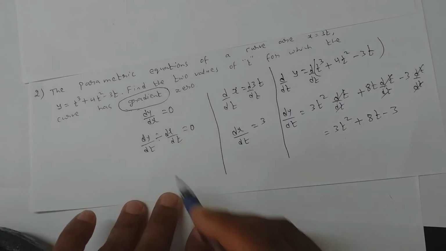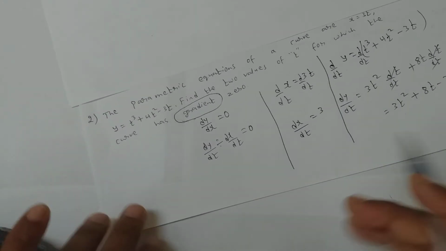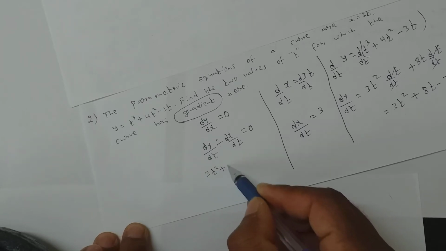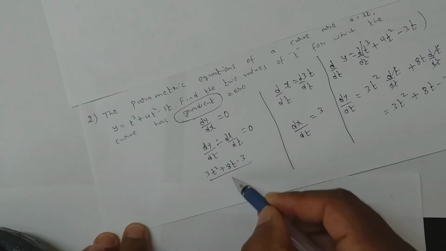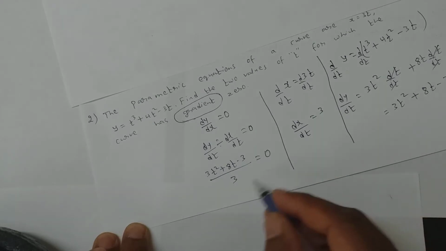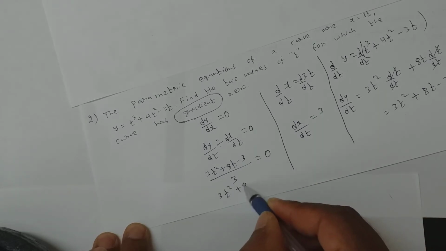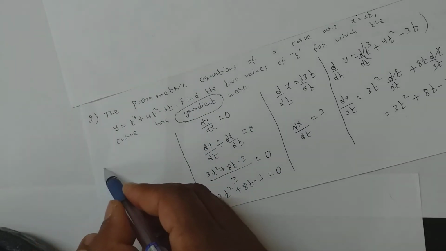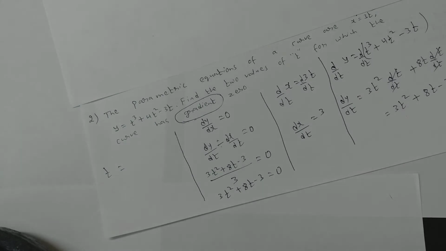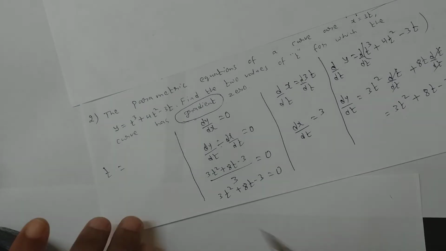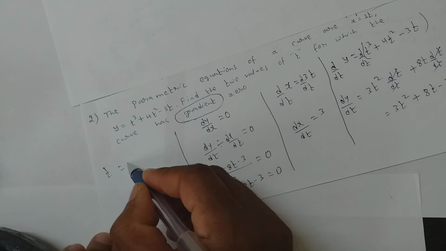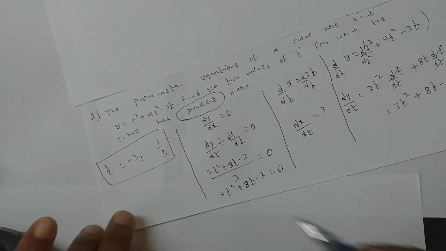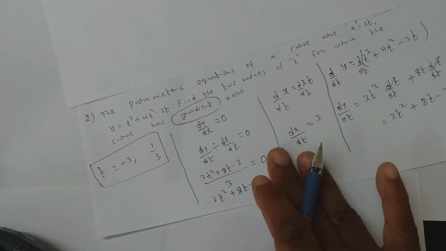Okay, so place it over here. So how much do you get? dy by dx is 3t square plus 8t minus 3 by 3 equal to 0. That means 3t square plus 8t minus 3 equal to 0. Either you factorize or directly place in the calculator to get two values of t. So the values of t that you get are minus 3 and 1 by 3. So these are my answers. Did you understand?